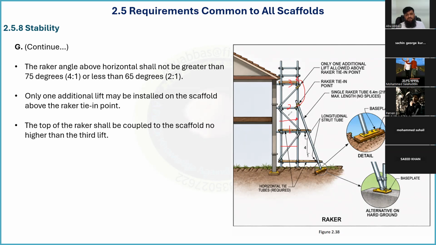In that case, this is first, second, and third. Shall be coupled to the scaffold no higher than the third lift. So it will be below the third lift. Like here it is first lift, second lift, third lift. It is below the third lift.